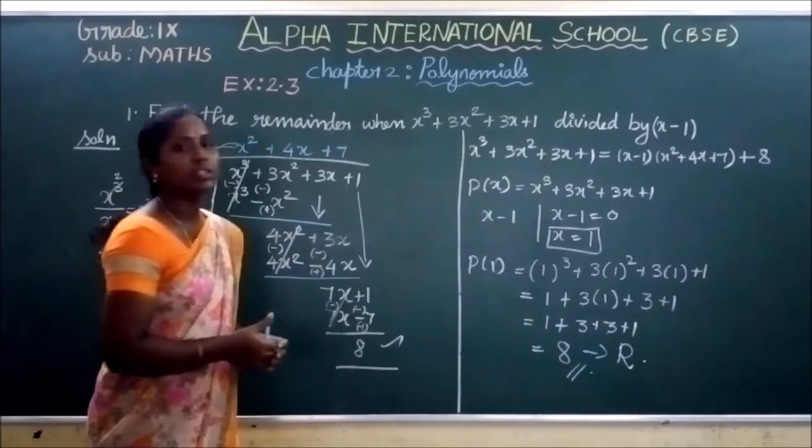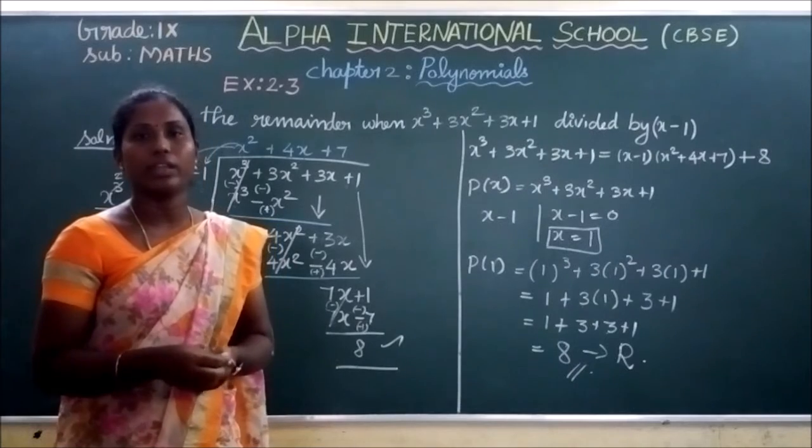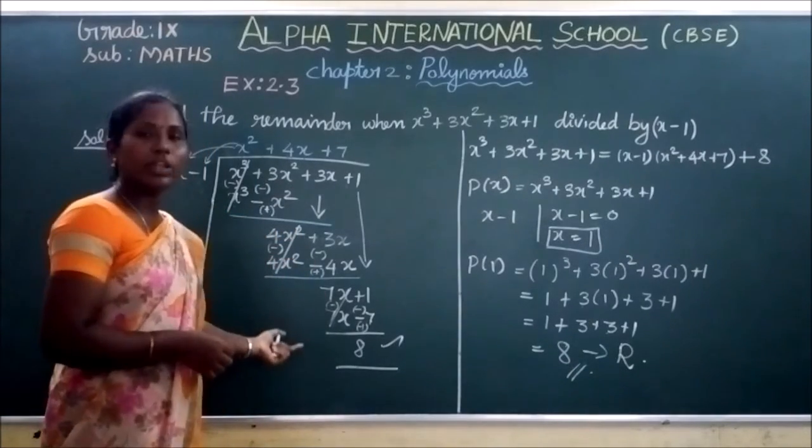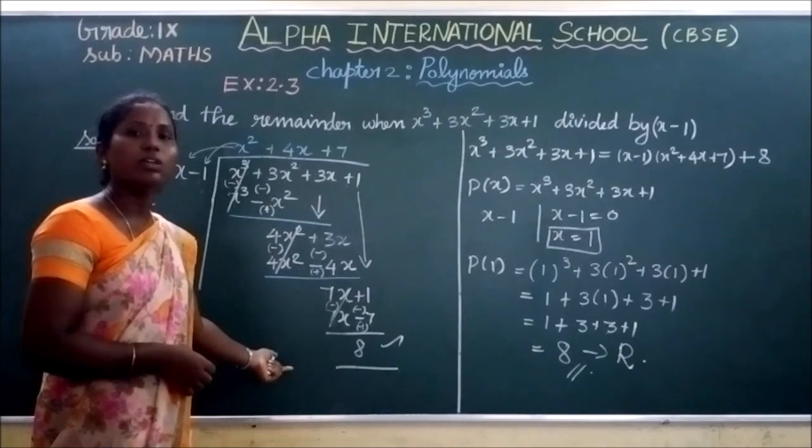Okay, so based on this, we are going to solve some homework problems. You will be getting your homework PDF. Use the long division method to find the quotient and remainder of the polynomial.